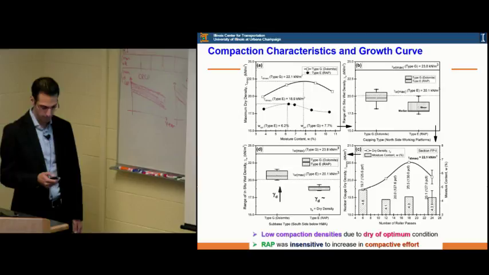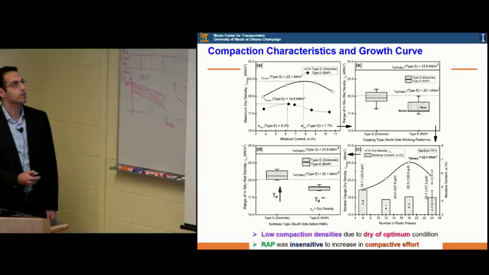So moving to more details about the compaction of the materials and how that was achieved in the field and how it compared to the lab. We will now focus more on the construction platforms and on the densities that were achieved for the capping layers on top of the aggregate subgrade materials.